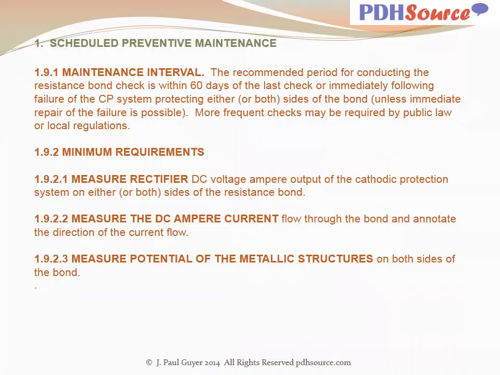Minimum requirements: measure the rectifier DC voltage and ampere output of the cathodic protection system on either or both sides of the resistance bond. Measure the DC current, ampere current flow through the bond, and annotate the direction of the current flow. Measure the potential of the metallic structures on both sides of the bond.